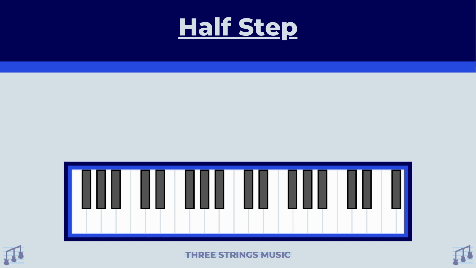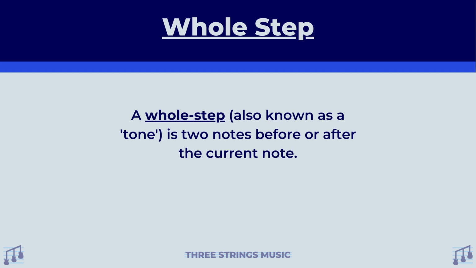So those are half steps, but what is a whole step? Well, a whole step, also known as a tone, is 2 notes before or after the current note. A very easy way to remember this is simply 2 halves make a whole. In other words, 2 half steps make 1 whole step.